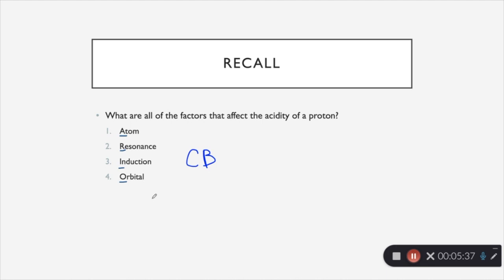And then you have induction. If you have atoms on there that provide you with induction, then that negative charge is going to again be more stable, and that means the proton is going to be more acidic. And then we're going to talk about the orbital. So depending on what orbital the lone pair is on, and how close it is to that lone pair, that is going to mean it is more or less stable depending on what that orbital is.